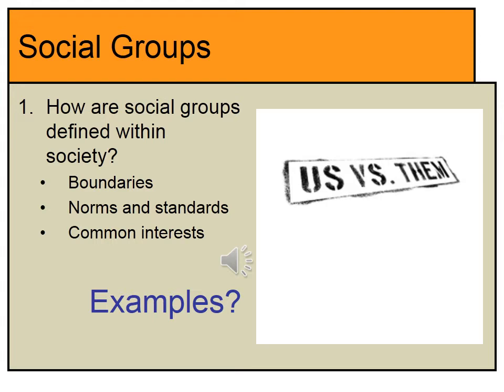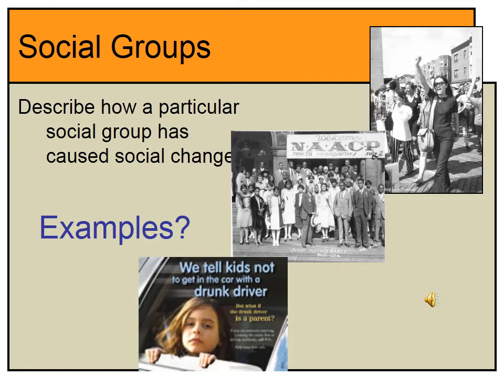People inside groups subscribe to norms and standards. They have ways of acting, ways of dressing, ways of sharing their common interests. As you can imagine, belonging to a group means you have to adhere to the group's standards and norms. And this causes a lot of pressure on the individual to conform. It's developed based on a common interest, and some of those common interests can actually cause social change.